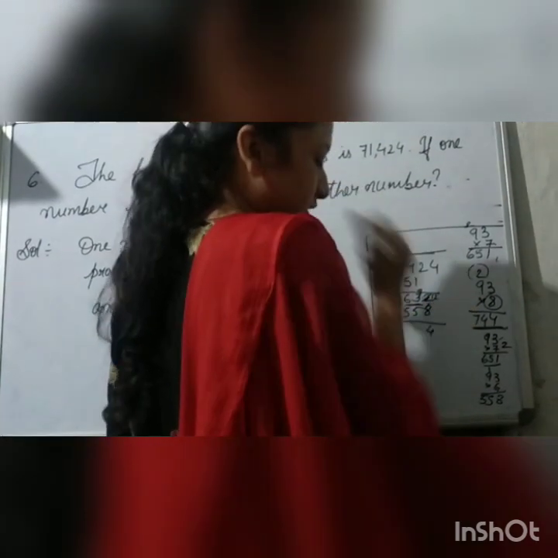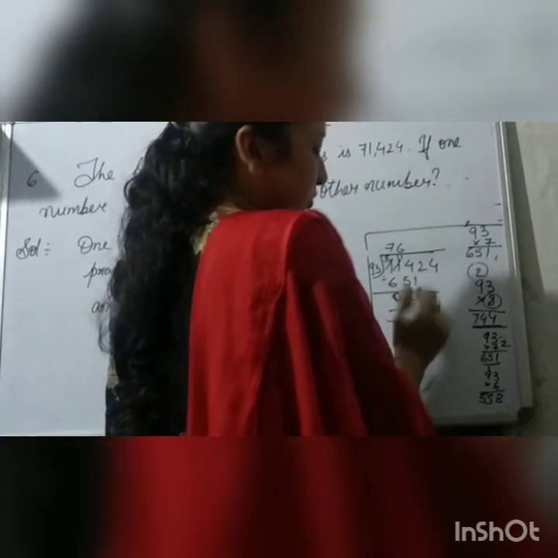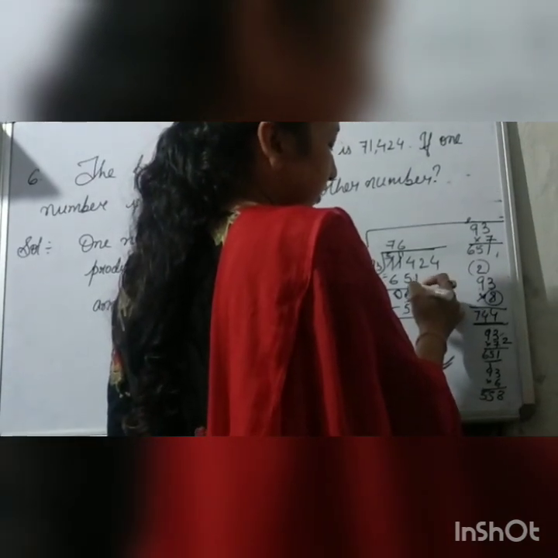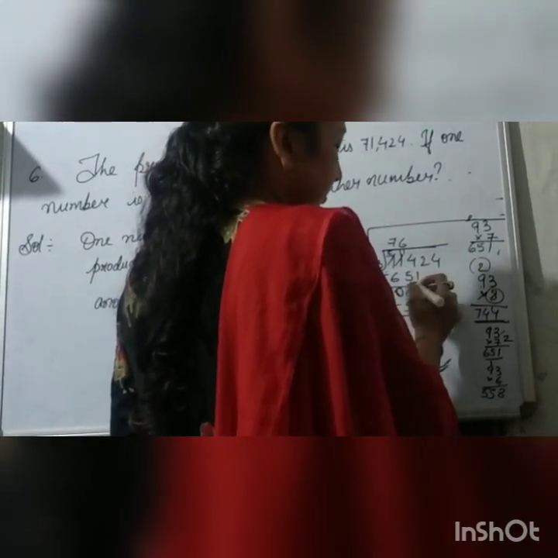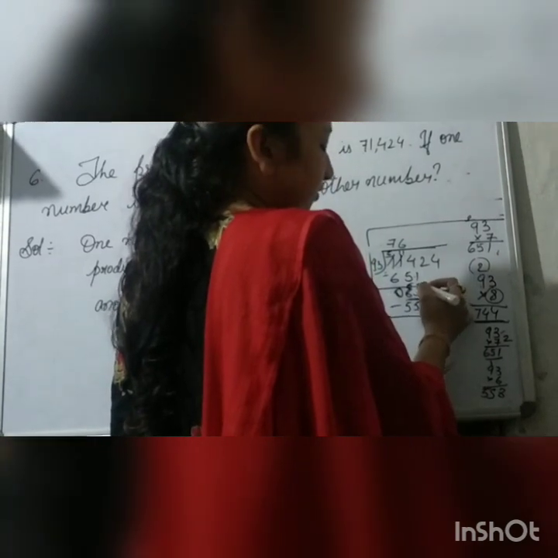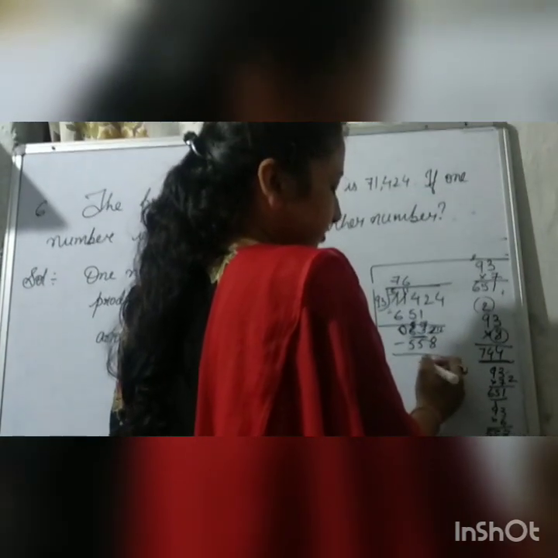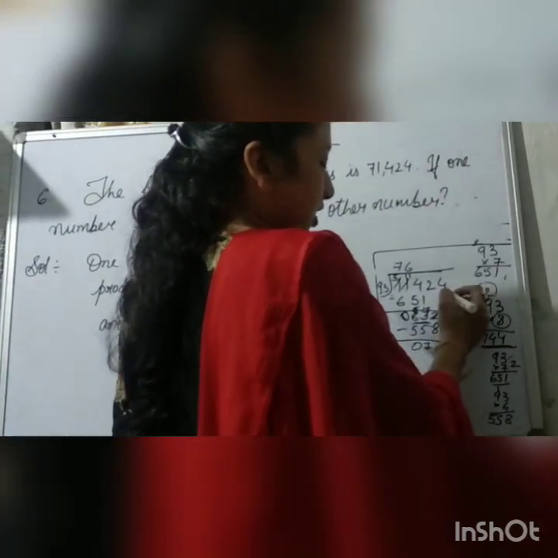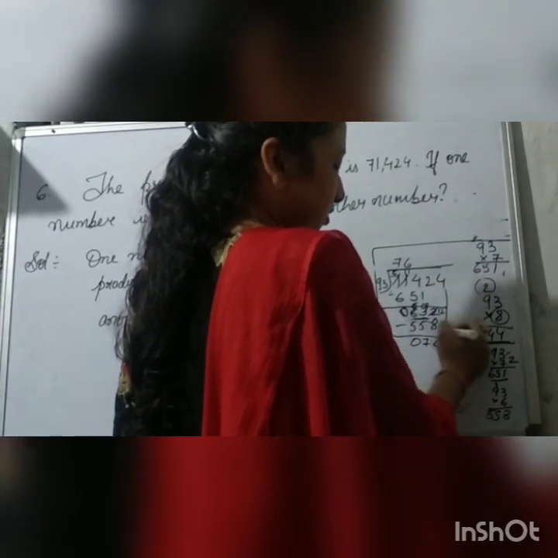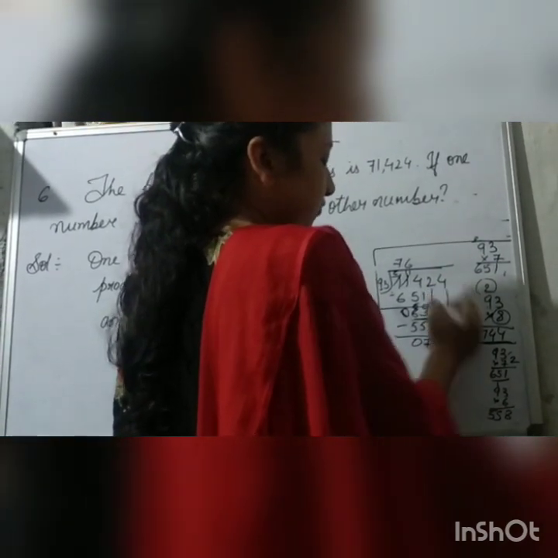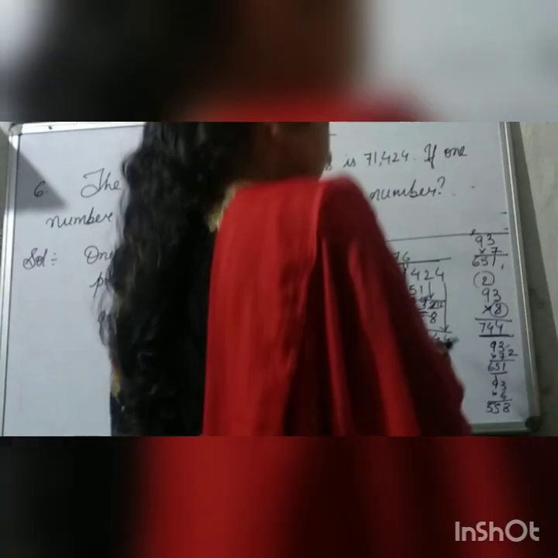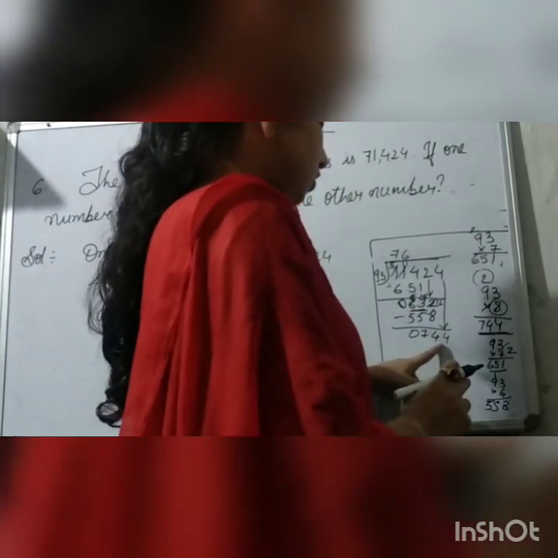Here 5 cannot be subtracted from 2, so 2 will borrow 1 from here. It will become 5 and it will become 12. 12 minus 5, 7. Here 5 minus 5, 0. And we bring down this 4. It becomes 744. So now we will divide 744 by 93.